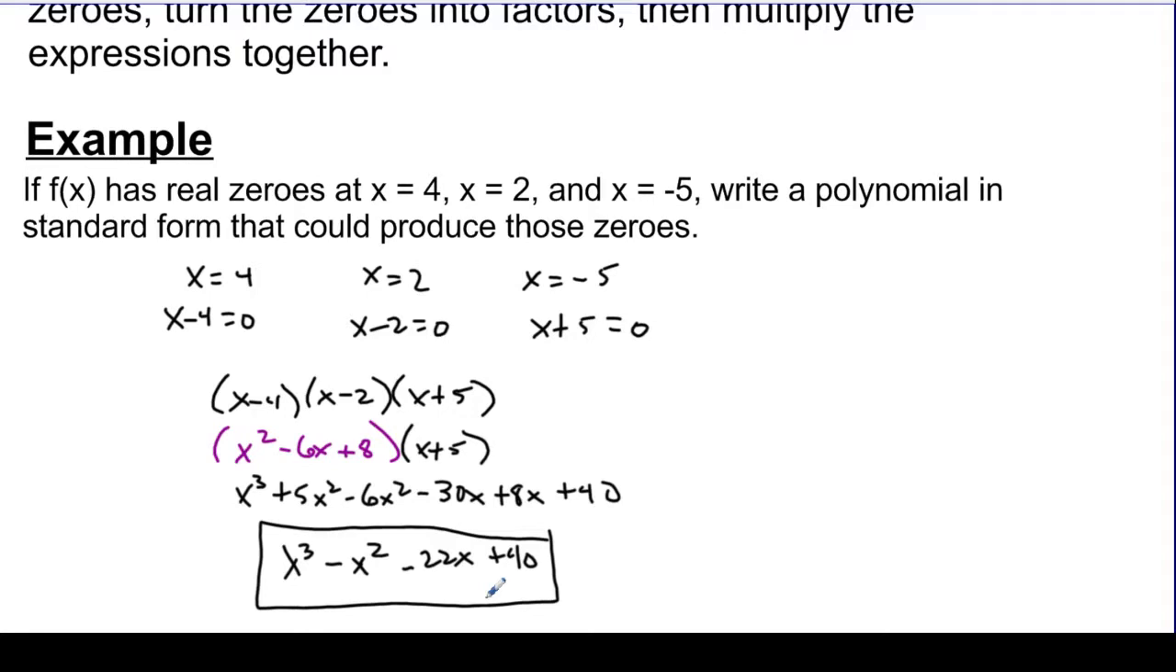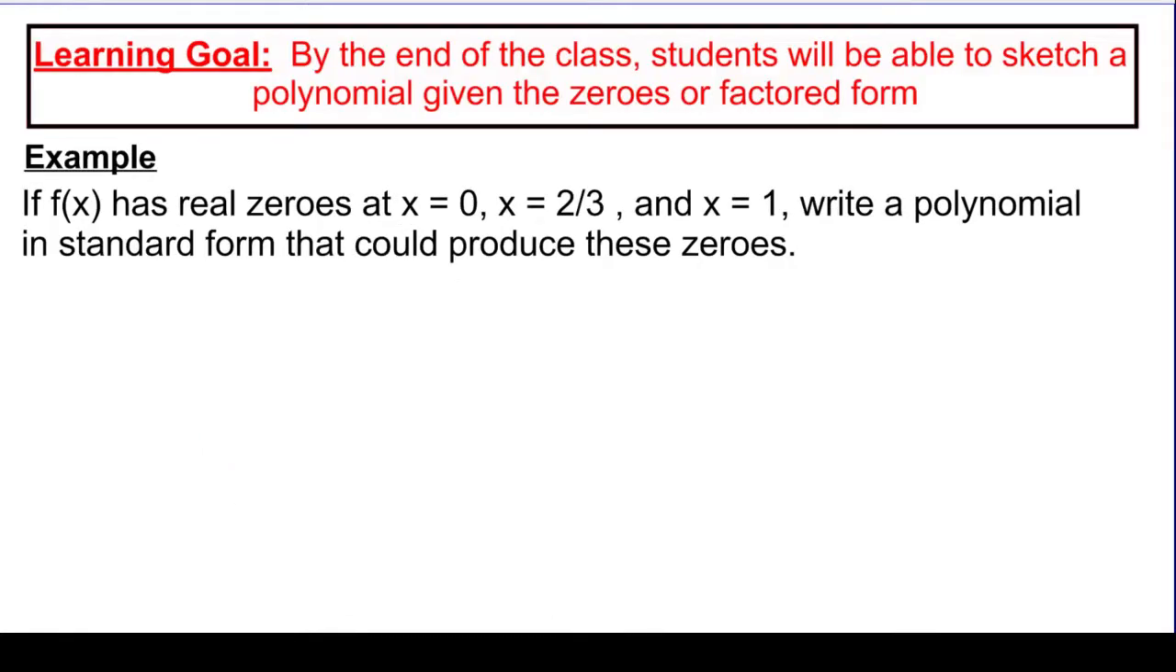Maybe I double everything or triple everything, but this is the most basic equation in standard form that could produce x equals 2, x equals 4, and x equals negative 5. Okay, so it's just a matter of turning all of the zeros into factors and multiplying all of them together. Okay, so let's take a look at another example.